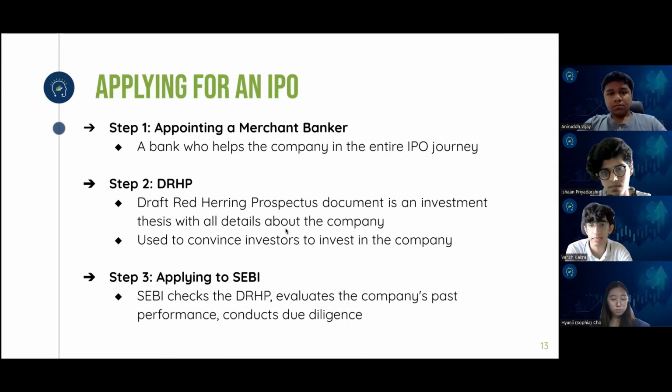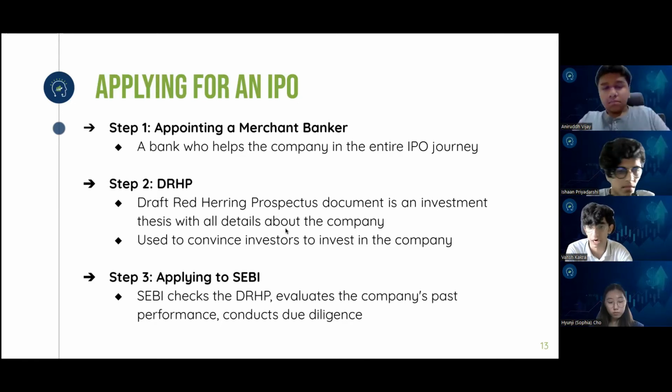Step 2 is the DRHP. The DRHP stands for Draft Red Herring Prospectus. This is a document prepared by lawyers under the supervision of the merchant bankers, and it serves as the investment thesis to convince the investors on why to invest in the company. And SEBI casts the responsibility of due diligence of everything written in the draft prospectus on the merchant bankers.